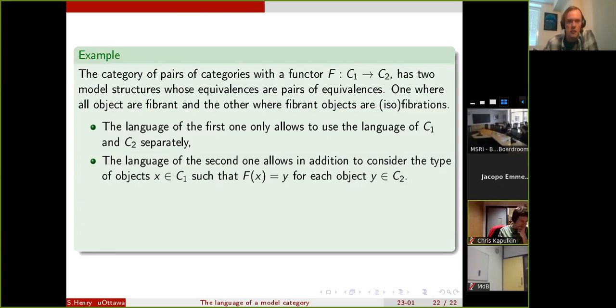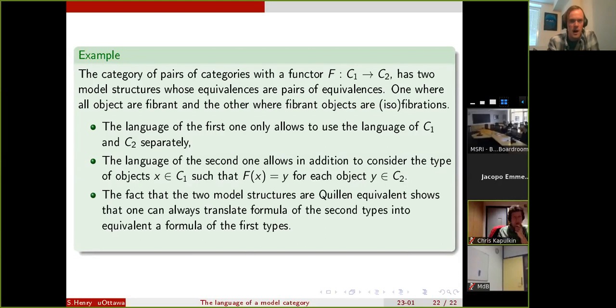So for example, this second language lets you formulate the notion of Grothendieck fibration, while in the first language, you can't formulate the notion of Grothendieck fibration, you can only formulate the notion of strict fibration, this Grothendieck fibration up to equivalence. And so the fact that the two model structures are Quillen equivalent shows that you can always translate a formula in the second language into a formula of the first language, so you can get rid of those additional semantical things. The typical example is that the notion of Grothendieck fibration would be translated to the notion of strict fibration. And what it says is that a strict fibration that happened to also be an isofibration would be a Grothendieck fibration.